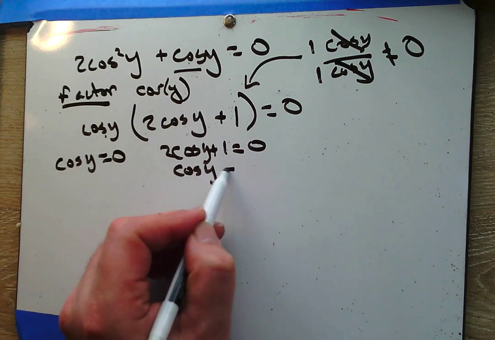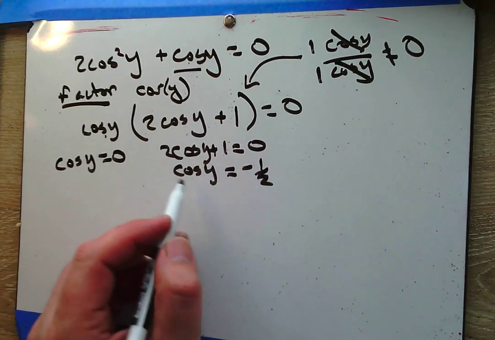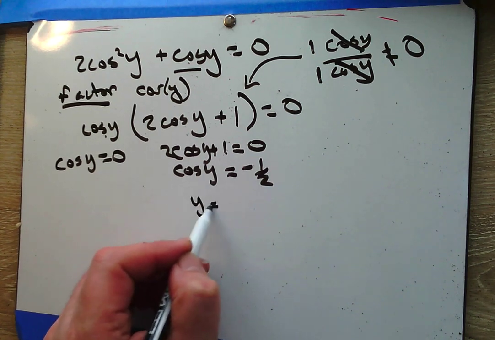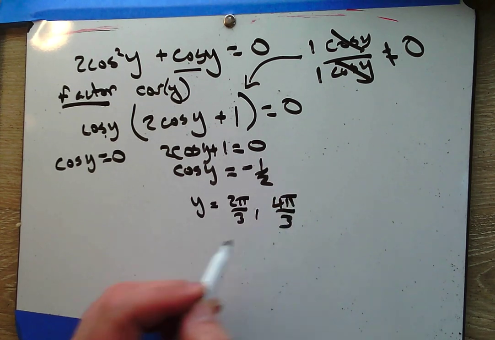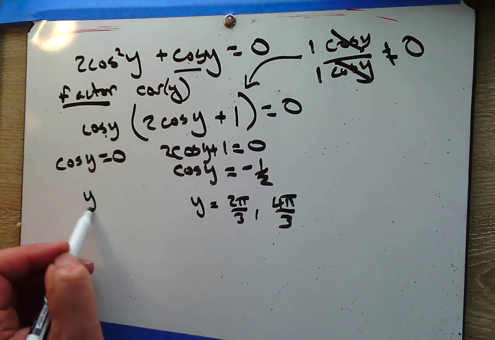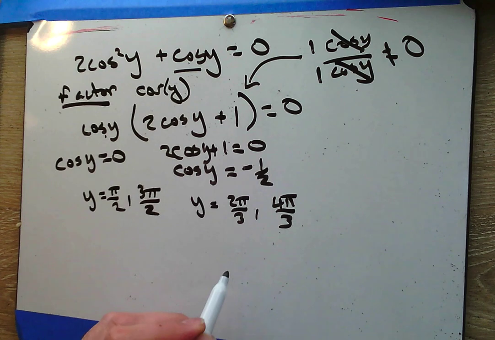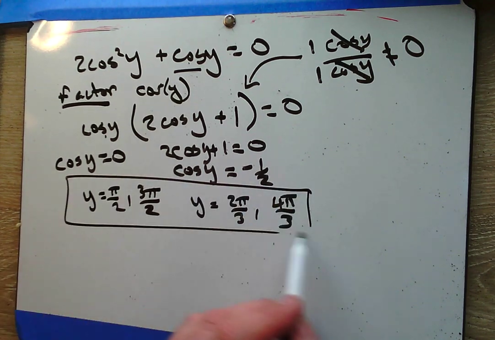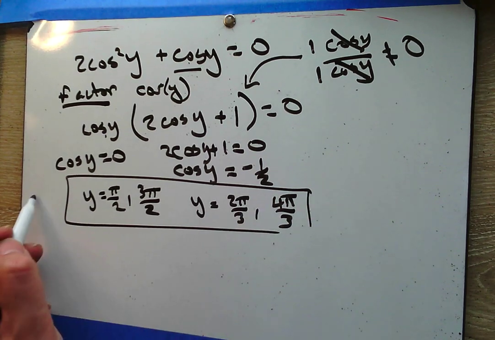We get cosine y equals negative 1/2, and cosine y equals 0. Well, cosine y is negative 1/2 when y equals 2 pi over 3 and 4 pi over 3. And cosine y equals 0 when y equals pi over 2 and 3 pi over 2. And so I'm going to get 4 solutions on 0 to 2 pi. Again, I can always graph this on my graphing calculator to check. We can also think about the all solutions case.